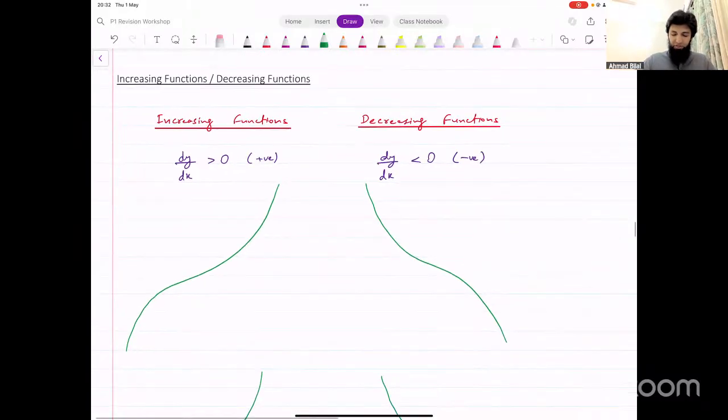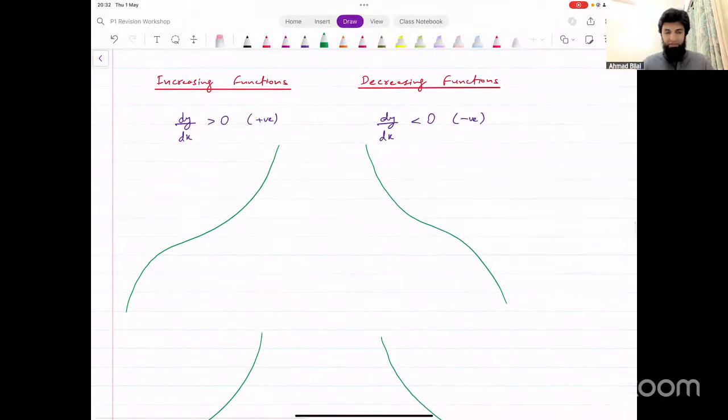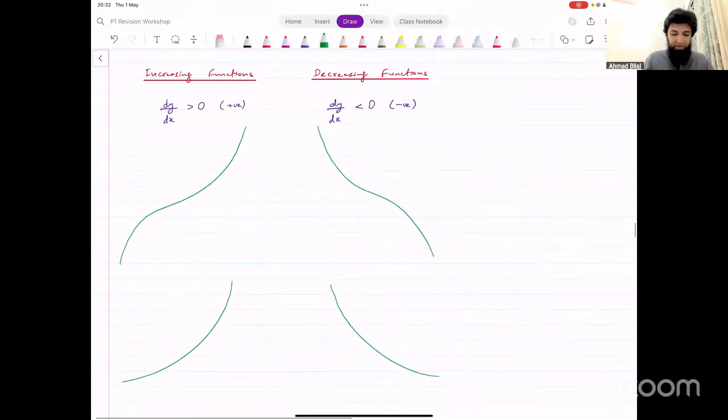Now, some functions are always positive, always negative, always increasing, always decreasing. For example, the functions on the left side that you see here, these are always increasing. ऊपर की तरफ जा रहे हैं, their gradients are positive. And the other ones on the right side, they are decreasing. They're going in the downward direction.